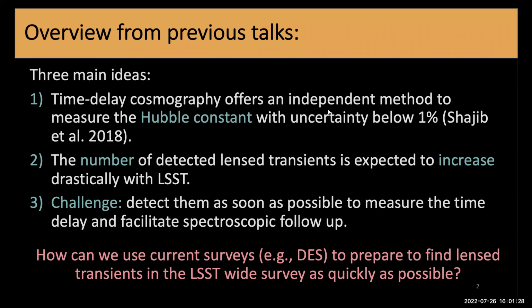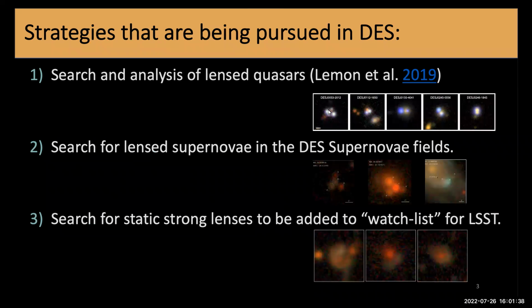So the question is, what can we do with catalogs that already exist, like DES, so we can improve the detections in LSST? This is an overview of my talk. In DES, they're looking at analysis of lens quasars, which I'm not going to talk about today. And there is also a search for lens supernovae, which was developed by Rob Morgan, and I wanted to emphasize that work. We're also going to talk about the methodology of finding lens transients by using catalogs of strong lenses as a watch list so that they can be prioritized.